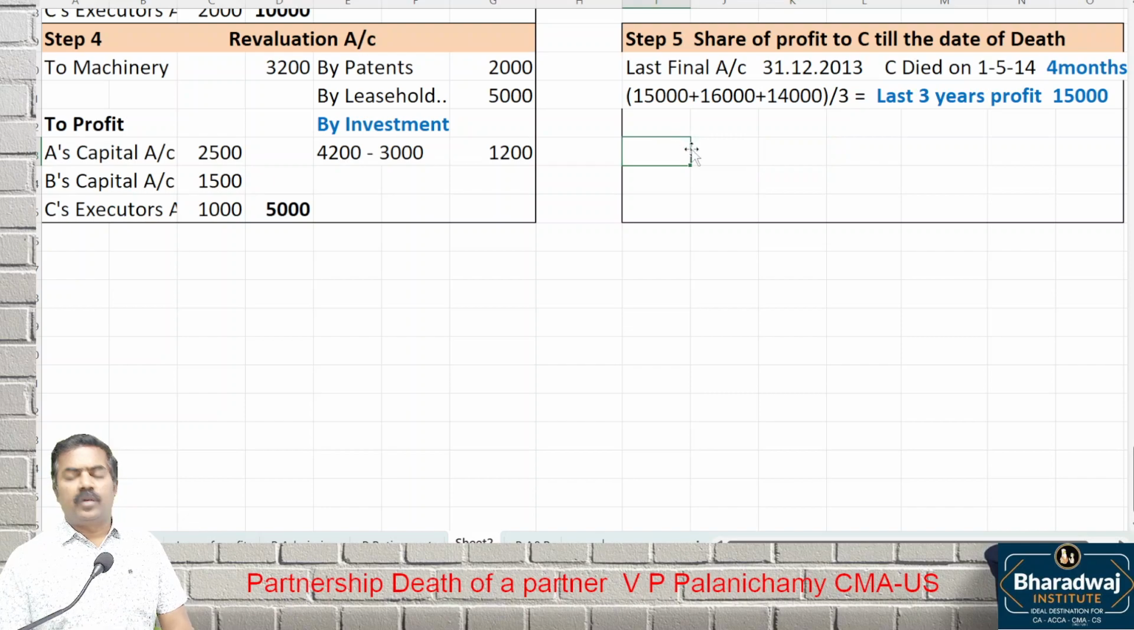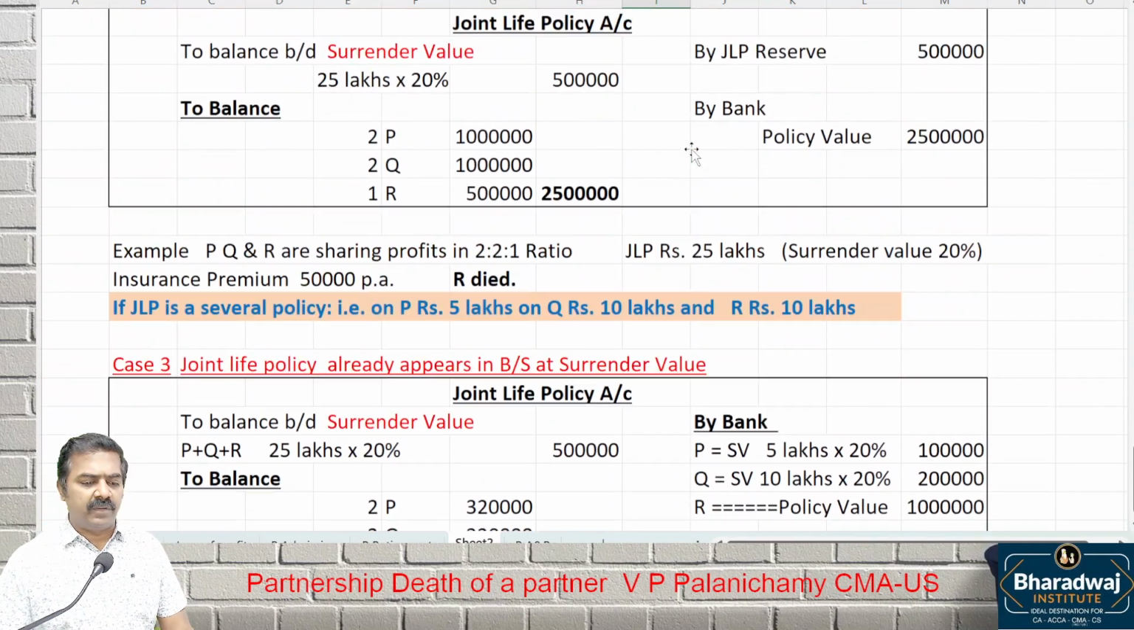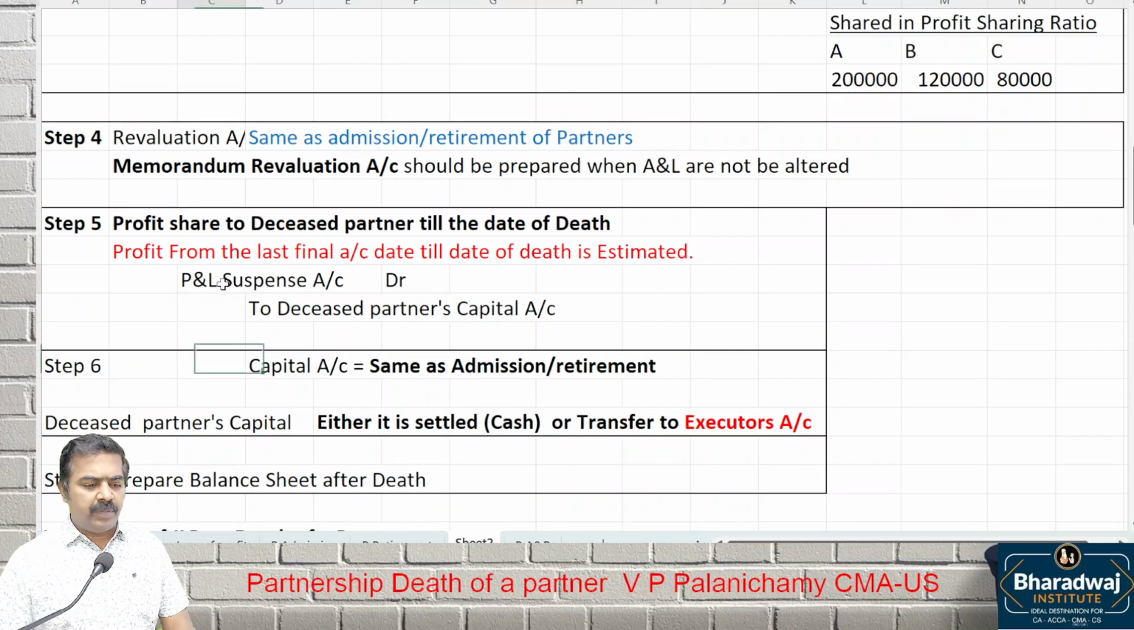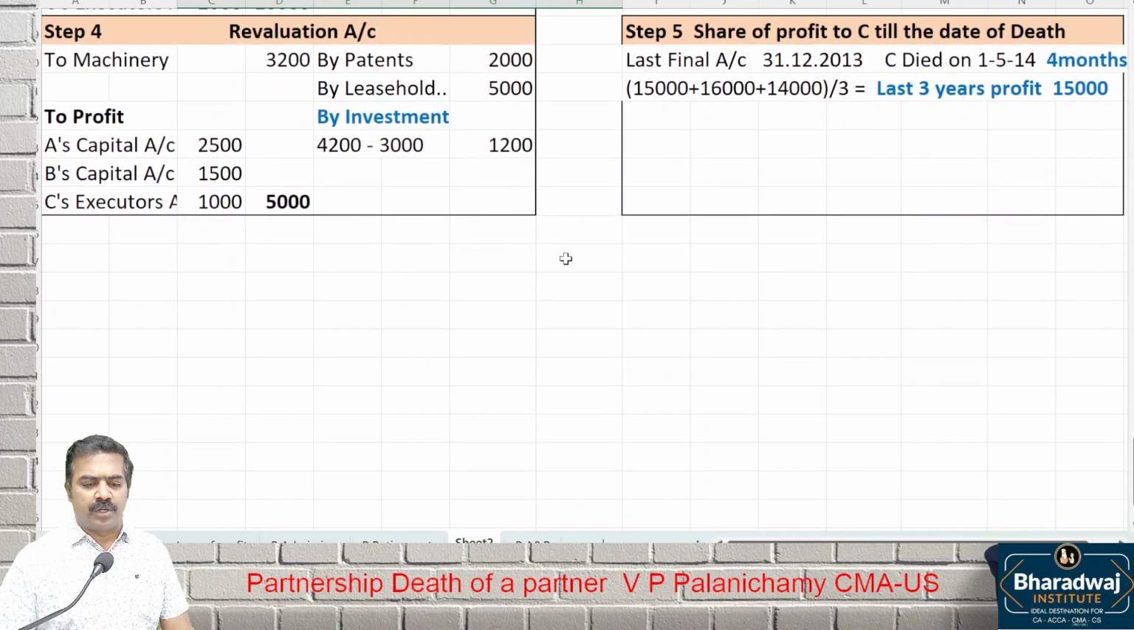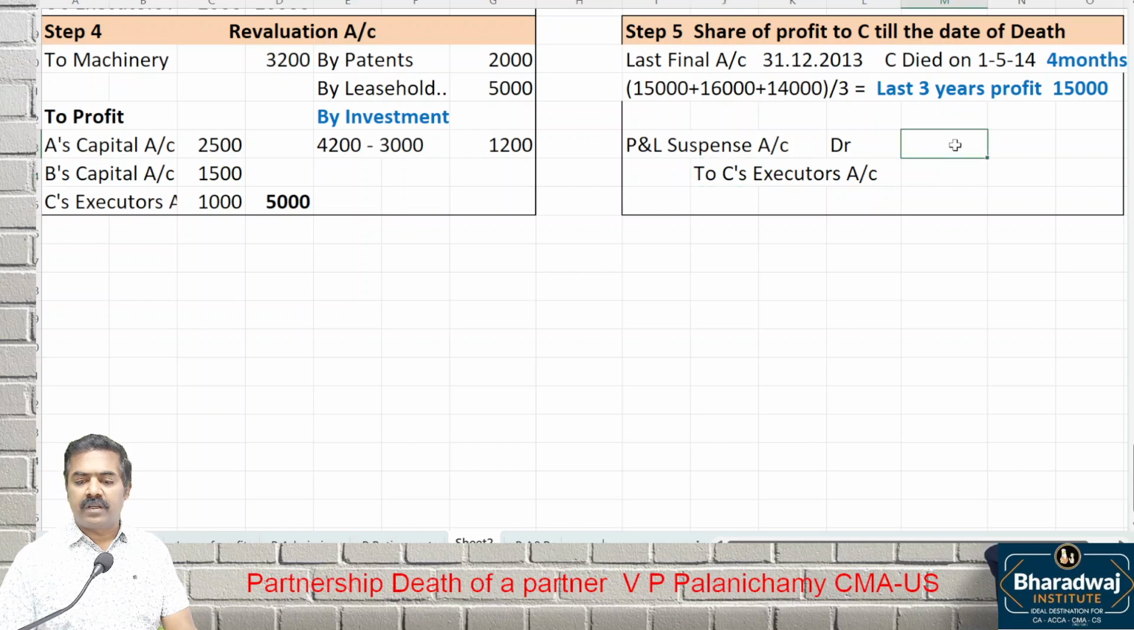Pay attention. What is the entry we will pass? P&L suspense account debit to the deceased partner's capital account; you can put that, or you can put the executors' account also. So P&L suspense account debit to which partner died? C's executors' account. How much will you put? 15,000 is per year, into 4 months, 4 by 12, into the deceased partner's share.